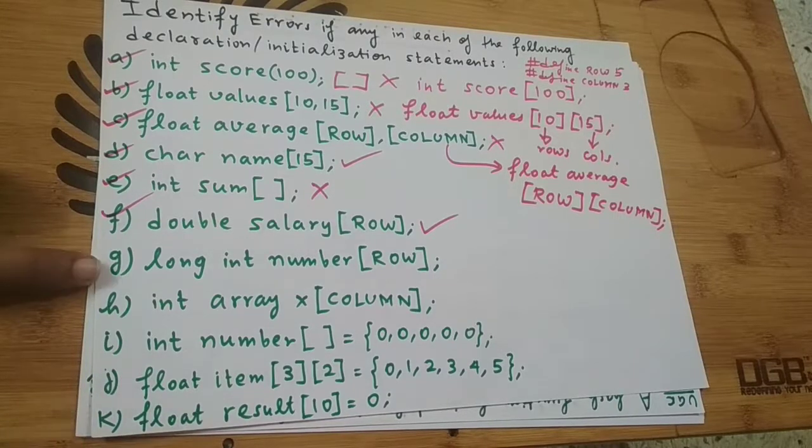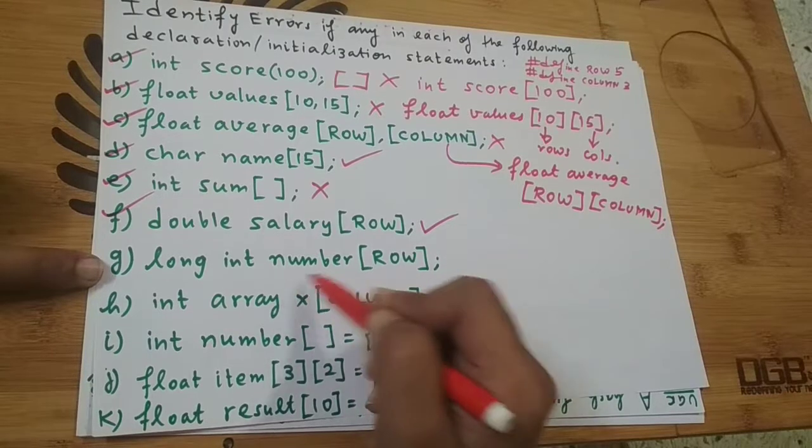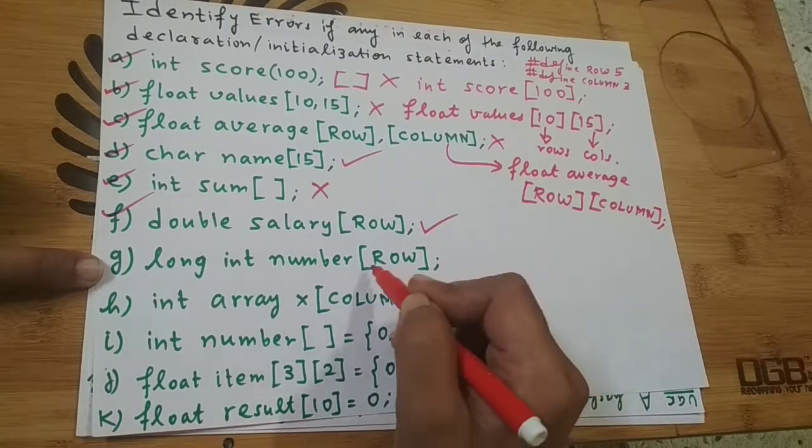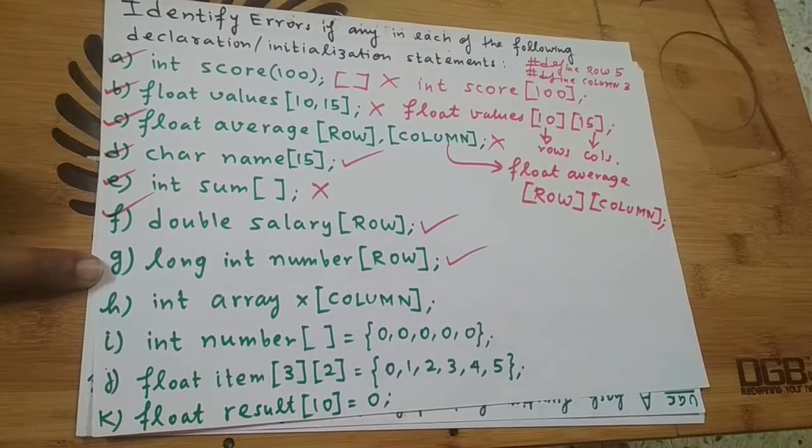What about number G? Look at this. The type is long int, no issues there. This is an identifier number, and again the size is denoted by a symbolic constant by the name of row. So this is also correct.